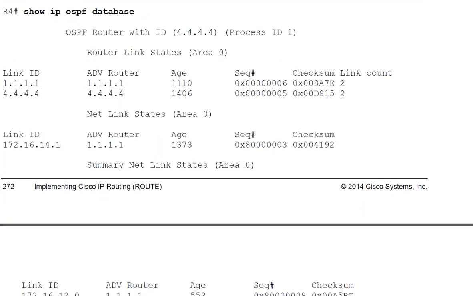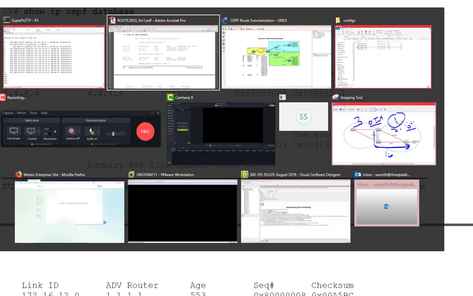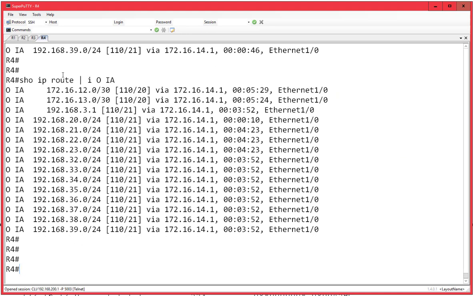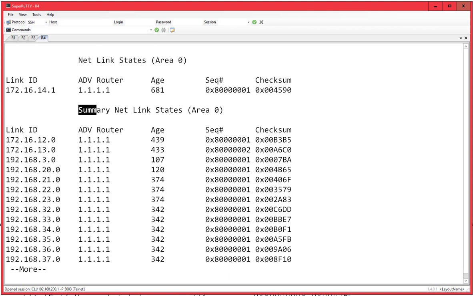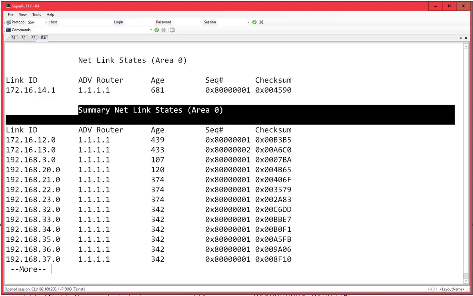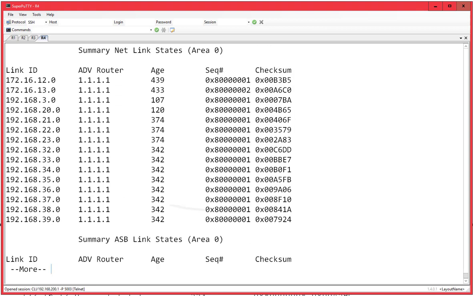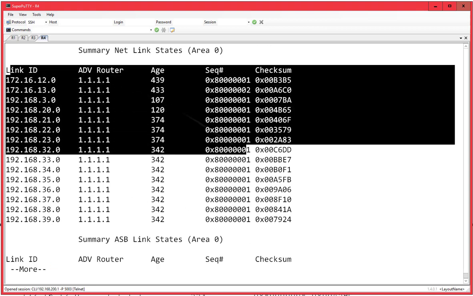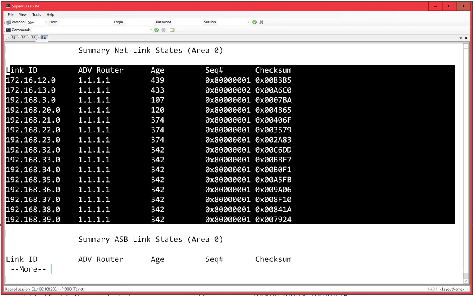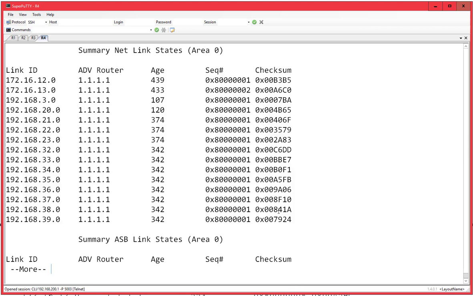And we can actually go in and do a show IP OSPF database on router number 4. Show IP OSPF database. And sure enough, for the summary net link states, which are the type 3s, we can see all of the summary routes coming in as well. So we're trying to shrink the size of this database. We're trying to make the database more efficient. I want the 20, the 21, the 22, and the 23 to be summarized, and the 32 through the 39 to be summarized. All right. These are all coming in as type 3s from router number 1, which is my ABR.